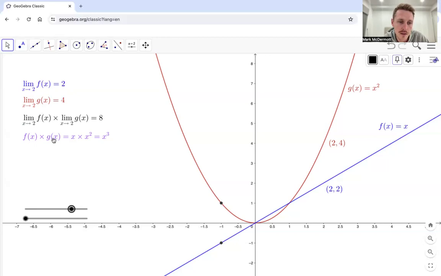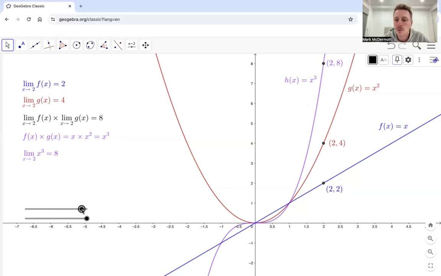If we take f of x multiplied by g of x, we get x cubed. And so let's take the limit of x cubed as x approaches 2. That's going to give us 8, right? So we've got the purple line here now, h of x equals x cubed, which is f of x times g of x. And again, now we're going to look at this purple dot as x approaches 2 for this purple line. The limit approaches 8. And again, that would be true from both directions.